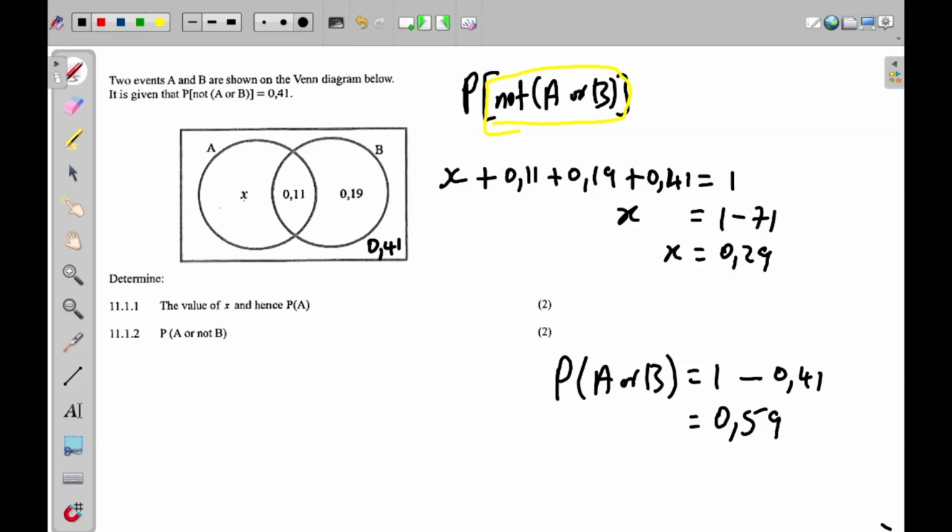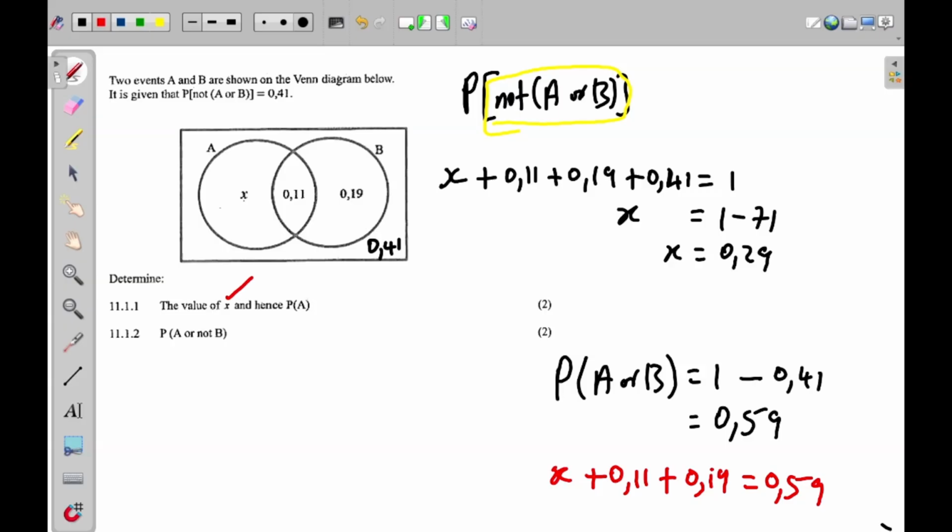Now, what does that mean? It means if I add x and I add the 0.11 and the 0.19, I will actually get 0.59, because that's what the probability of the union is. And I will leave it up to you now to check whether you will still get 0.29 if you solved for x. Of course, you should.